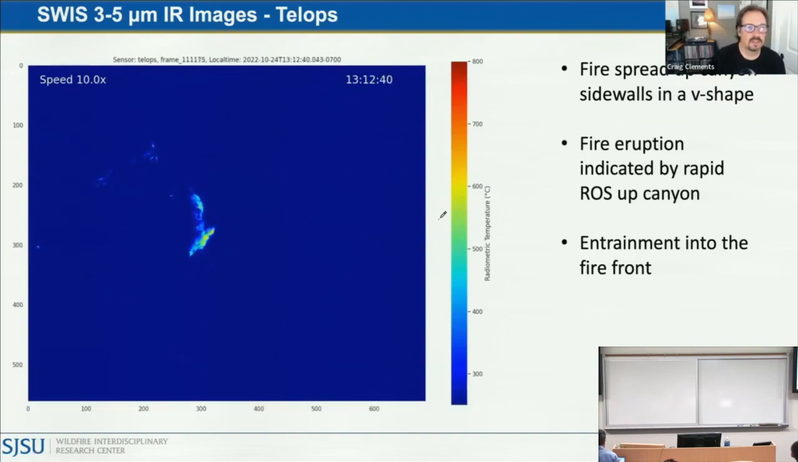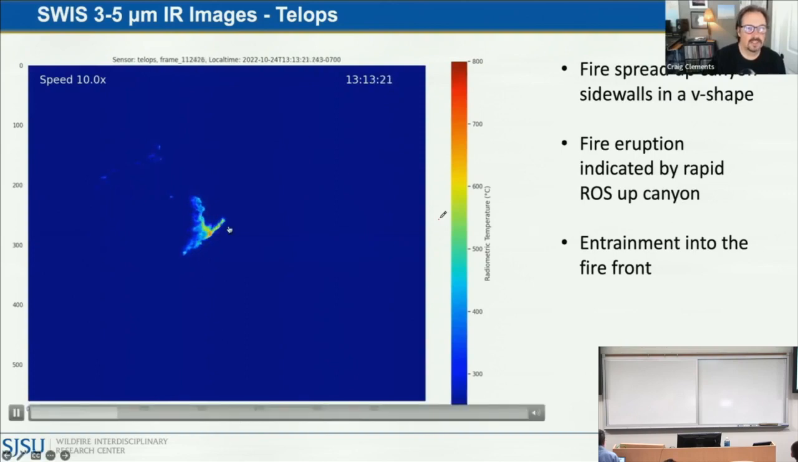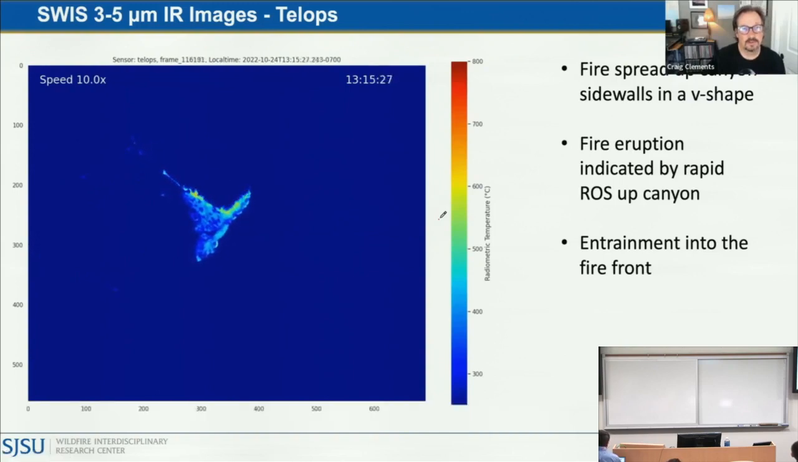And you can see, I believe this is the teleops. You can see the classic V shape. So we've got fire burning up one sidewall of the canyon, up the other sidewall. And now we're getting into the period of eruption where the fire is spreading more rapidly up the canyon center and up both the sidewalls simultaneously. And so you'll see the area growth pretty quickly here. So here's where it's really getting intense and erupting up the main canyon.